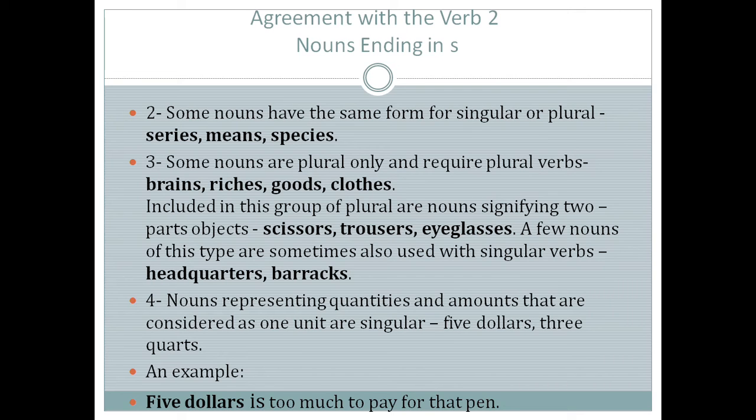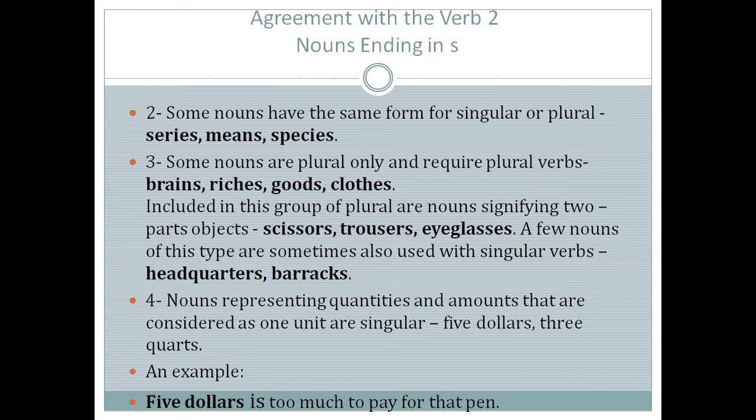Number 2: some nouns have the same form for singular or plural. Series, means, species. So they have the same form for singular or plural. Some nouns are plural only and require plural verbs: brains, riches, goods, clothes. So these words are plural and they take a plural verb.